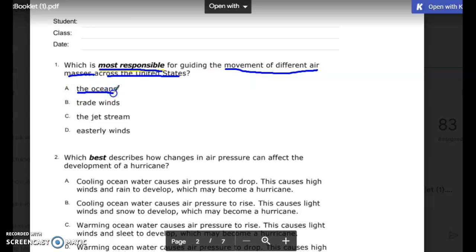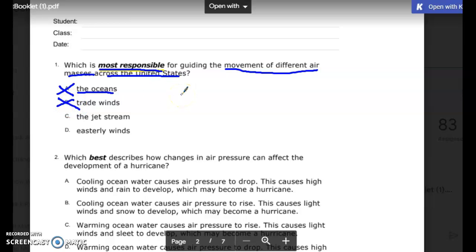Well, it's certainly not the oceans that guide air across the United States. So I hope you are using your test-taking strategies and eliminating answers that just don't make any sense whatsoever. If you remember back to when we studied the global winds, the trade winds actually blow from the east to the west. And we all know that's not how weather moves across the United States, because the prevailing westerlies move it from west to east, so it can't be the trade winds.